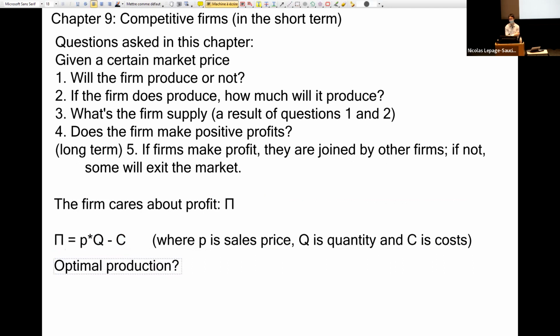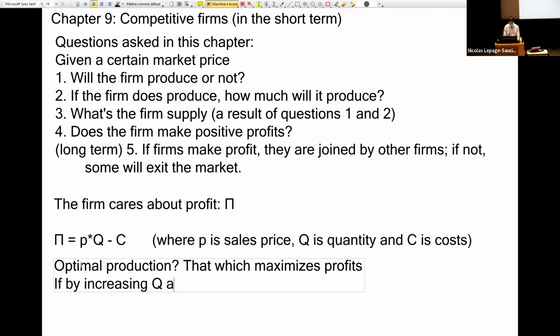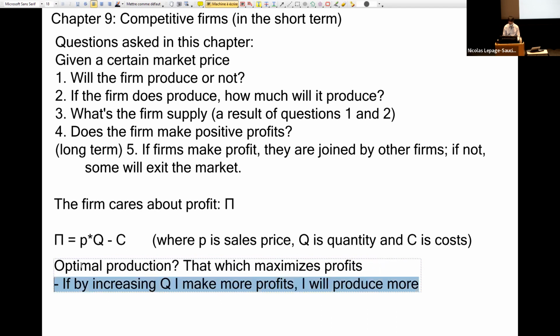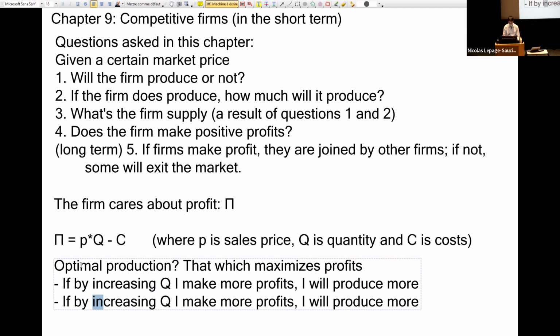What's my optimal production? One that maximizes profit. Yes, that which maximizes profits. So if by increasing Q, I make more profit, I will increase Q. And of course, if by increasing Q, I make less profits, I will produce less.